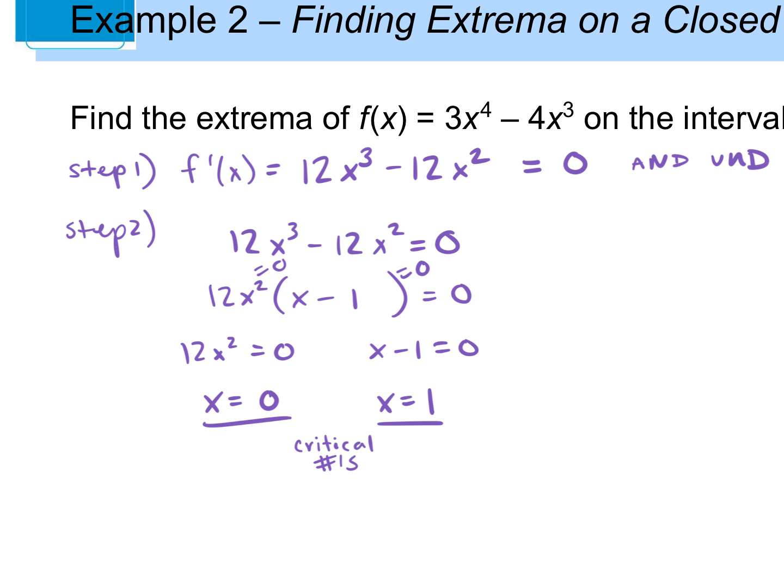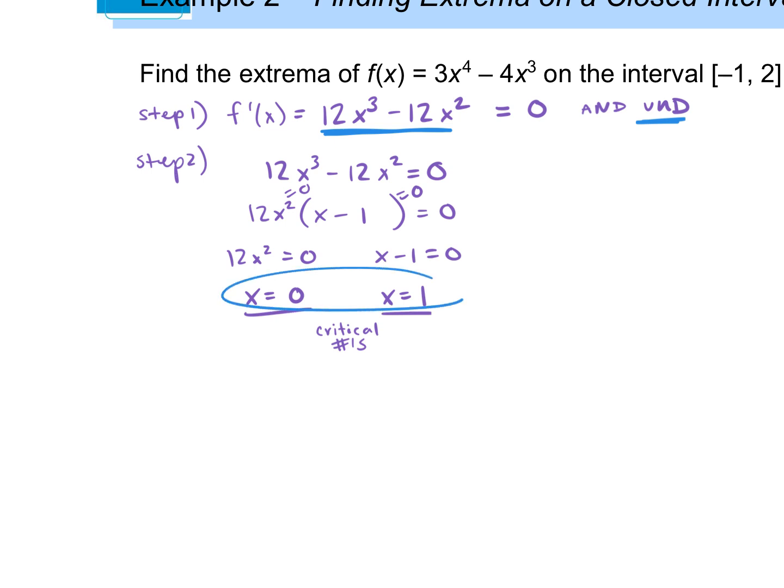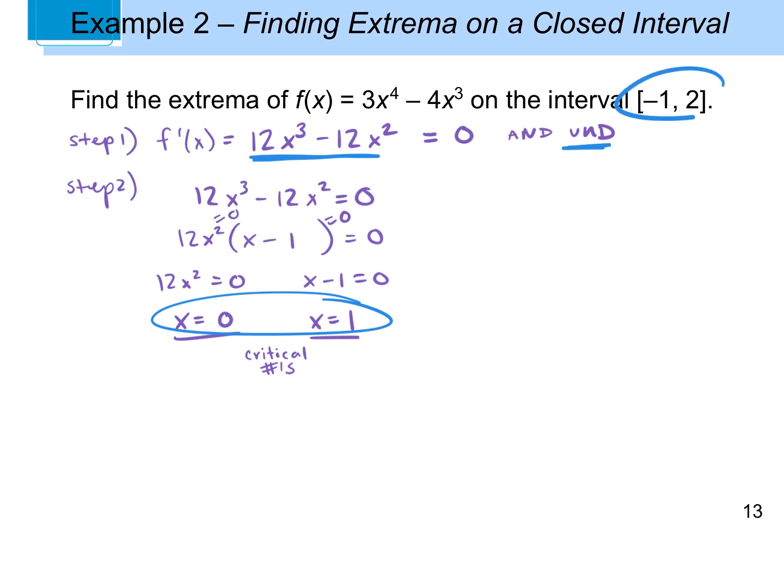Do we have any values where our derivative would be undefined here? Is there any value that we would plug into x that would make this undefined? No. So we only have 2 critical numbers. Make sure you check both, but if it's just a polynomial like this, you won't have anywhere where it's undefined. So our critical numbers and our endpoints are where we could have our possible extrema.